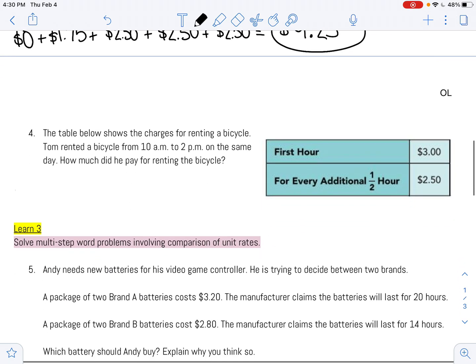Looking at another example with a table here. The table below shows the charges for renting a bicycle. Tom rented a bicycle from 10 a.m. to 2 p.m. on the same day. How much did he pay for renting the bicycle?